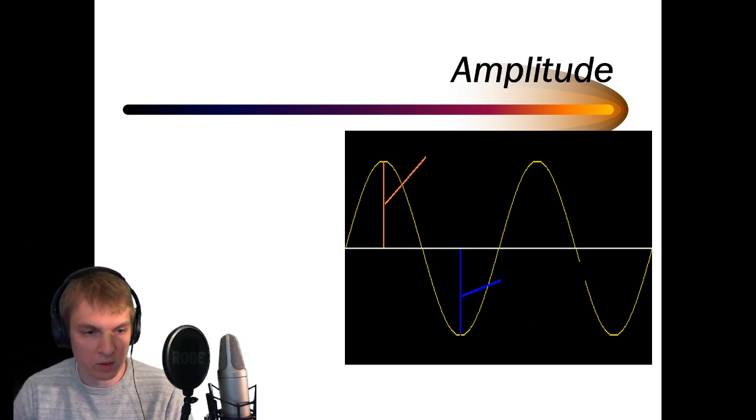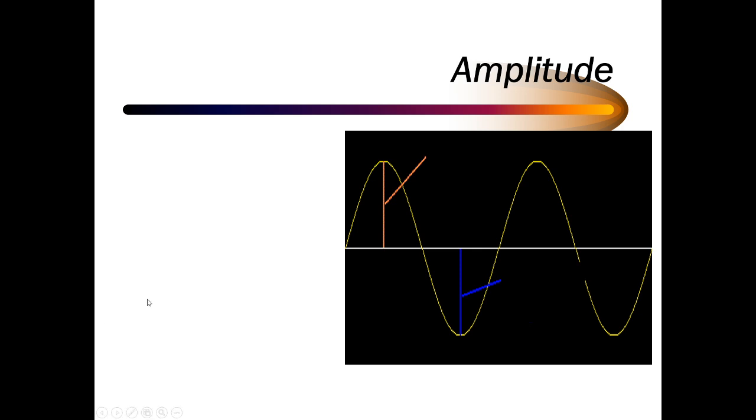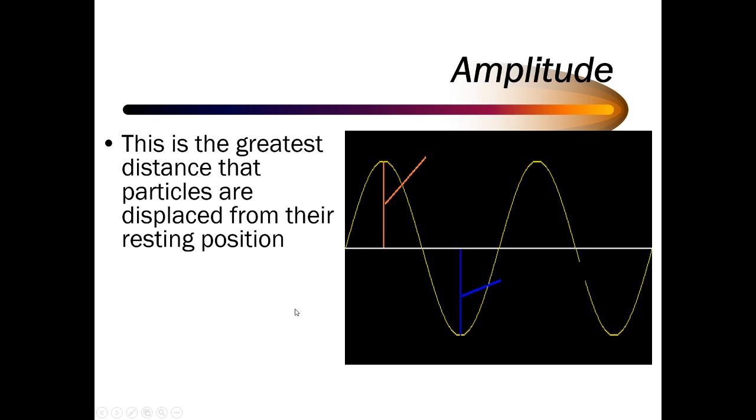So we're going to jump right into this. I'm going to go ahead and hide here and just jump straight into the notes. So amplitude is the first characteristic of the wave that we're going to discuss. And what an amplitude is, it is the greatest distance that the individual particles are displaced from their resting position. So what you can see here is that let's imagine we had a string, and that string's resting position was going to be this white line over here.